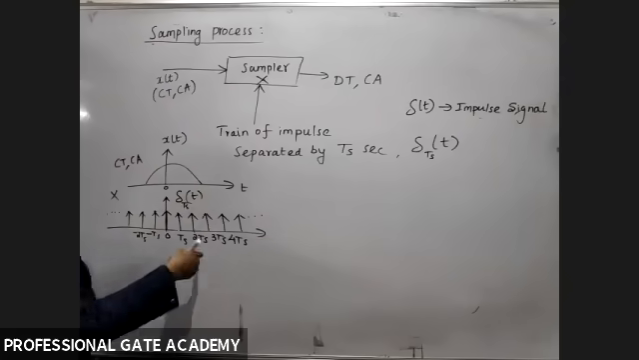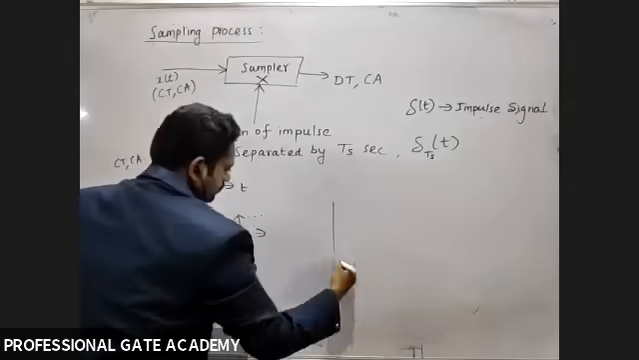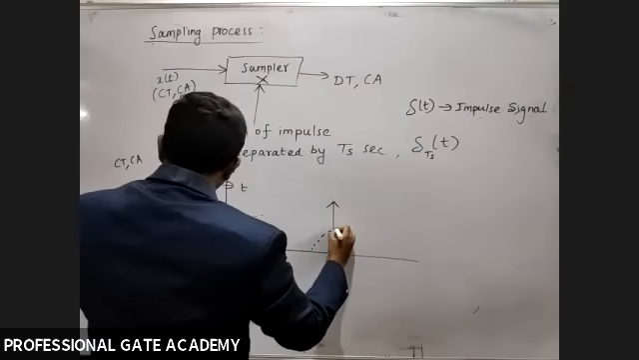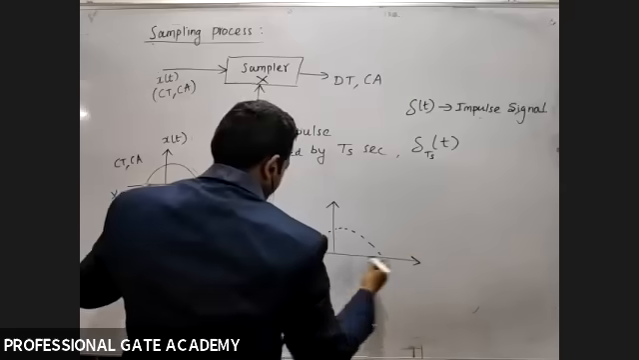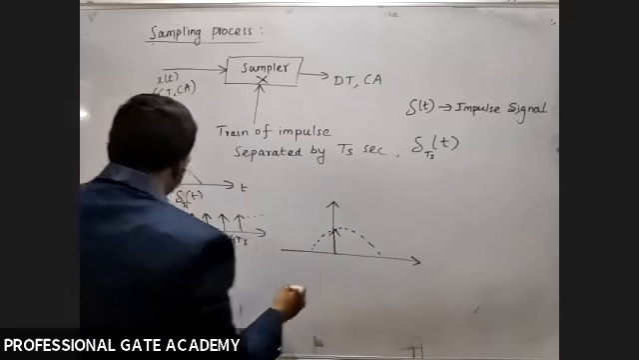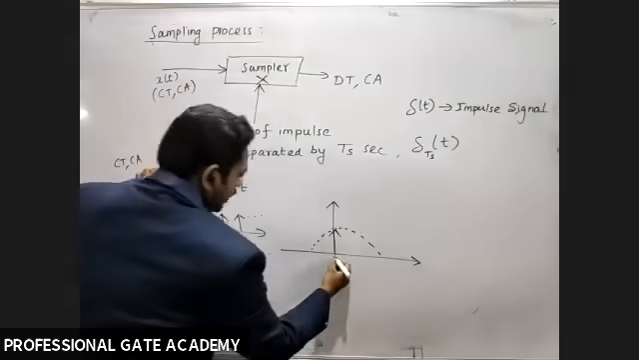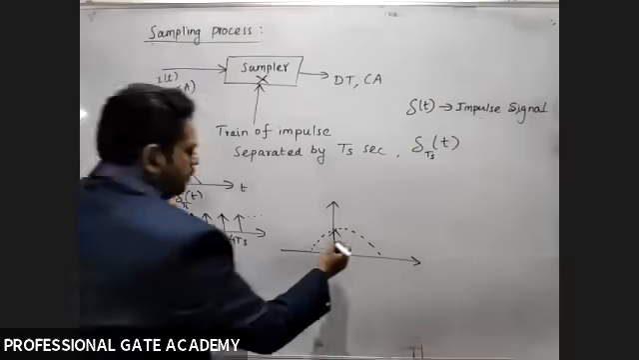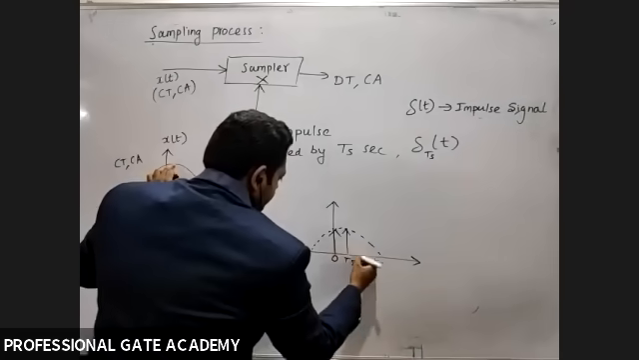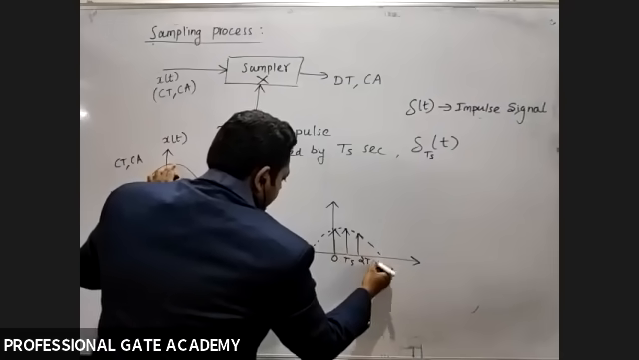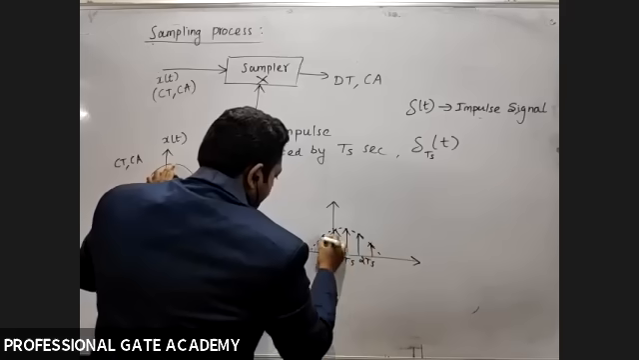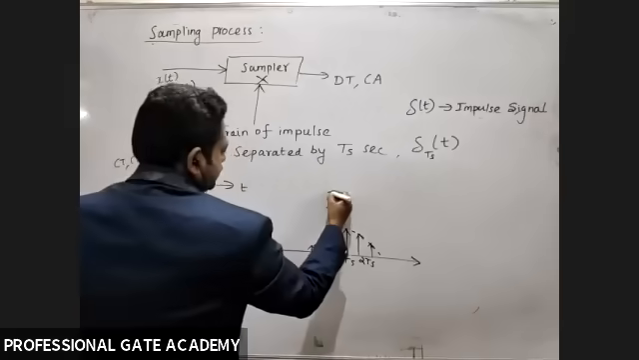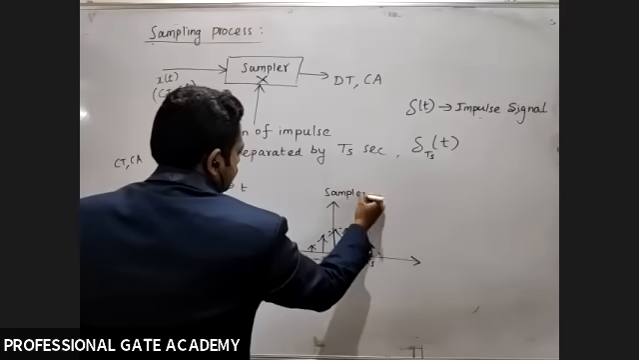Now both multiplied. So the same thing. If multiplied, this symbol is multiplied here at 0, and this symbol is defined at Ts, and this value has some amplitude. So Ts and 2Ts, 3Ts, then here minus Ts, minus 2Ts, like that. So this is the sampler output.